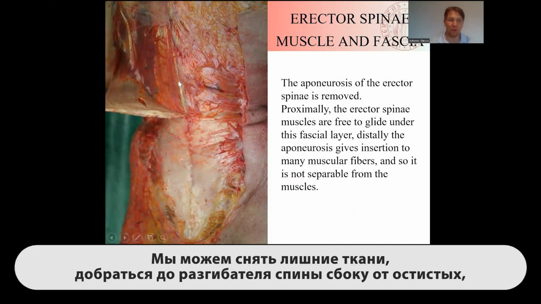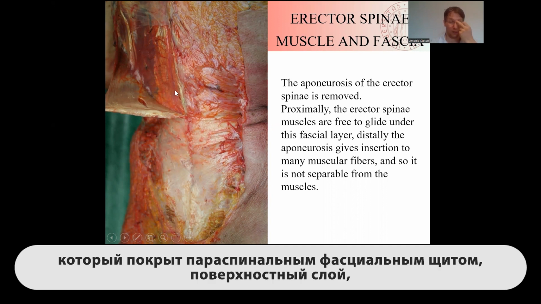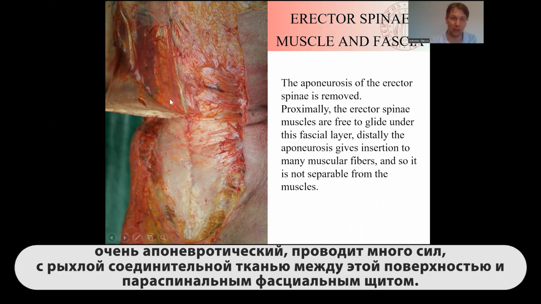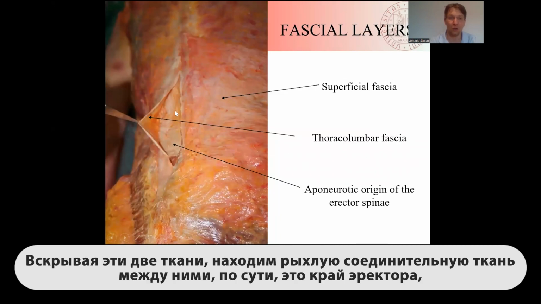Go ahead, we can remove the latissimus and we can get to the rectus spinae. The rectus spinae, as you can see, are on the side of the spinous process, covered by a paraspinal sheath. There is a superficial area, very aponeurotic, that will transmit a lot of force, but there is loose connective tissue between this surface and the rectus spinae sheath. So when you open up between the two, there's loose connective tissue. So this is basically where the rectus spinae originates.